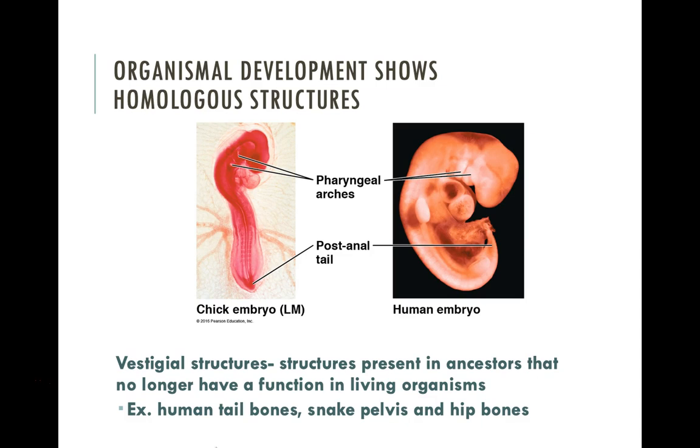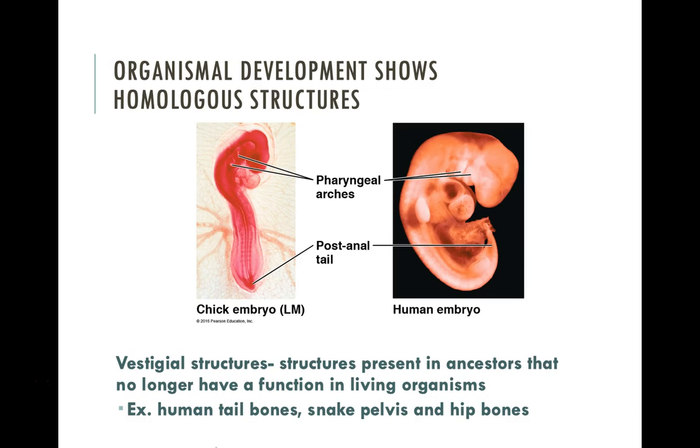These pharyngeal arches are important in the development of both of these organisms, but they're not present in the full-grown adult. The tail, humans don't have tails anymore, but there is still this stage in development where both the human and the chick have this tail. A chick doesn't really have a tail either. There are tail feathers, but those are growing off of the tail. So these are what we call vestigial structures.